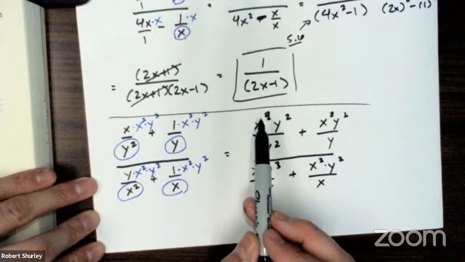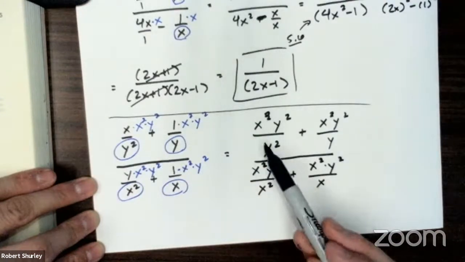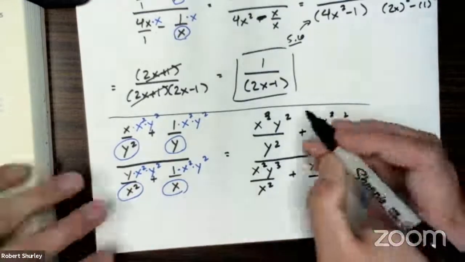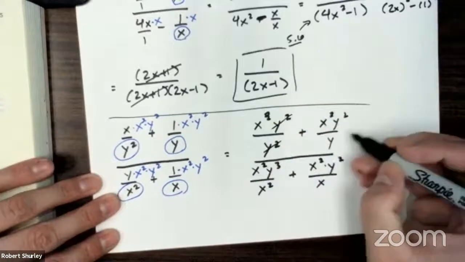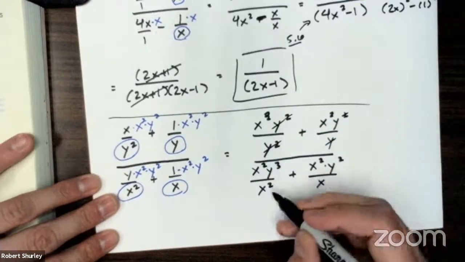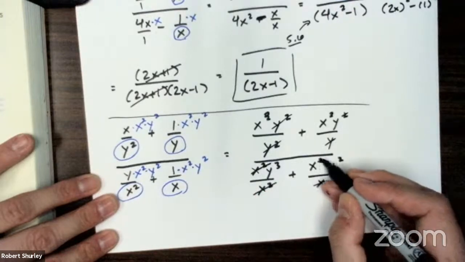X times x squared is x cubed. Y times y squared gives you y cubed, right? And then the denominators don't change. So let's see what cancels here. The y squareds cancel. The y and one of the y's there cancels, right? X squared and x squared cancel. And x and one of the x's cancel.